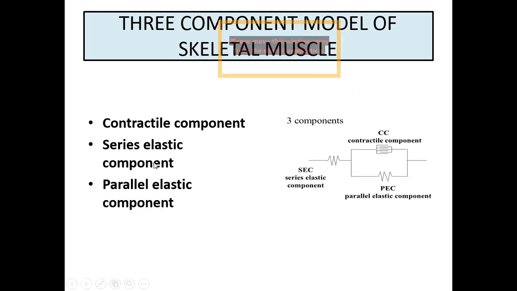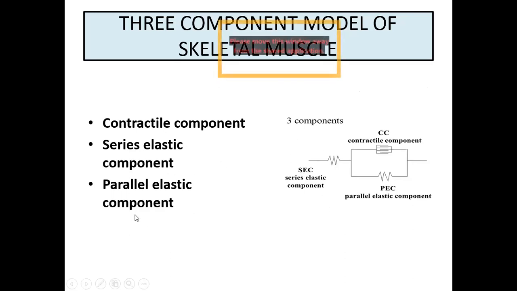Then we have the next component of the skeletal muscle, called the series elastic component, or SEC. The series elastic component refers to the elastic tissue of the muscle which is present in series with the contractile component. Like you must have heard about series and parallel circuits, similar to that, here we have components in series with the contractile component, called the series elastic component. Usually it consists of the tendon of the skeletal muscle. So that forms the series elastic component.